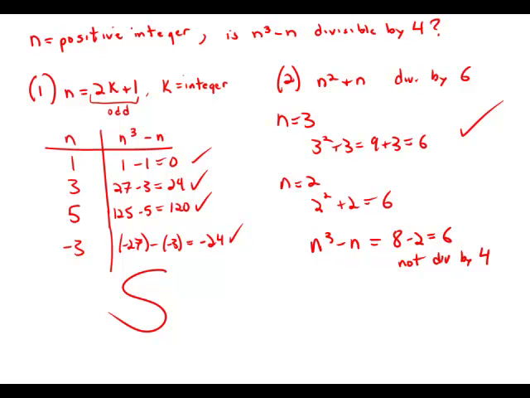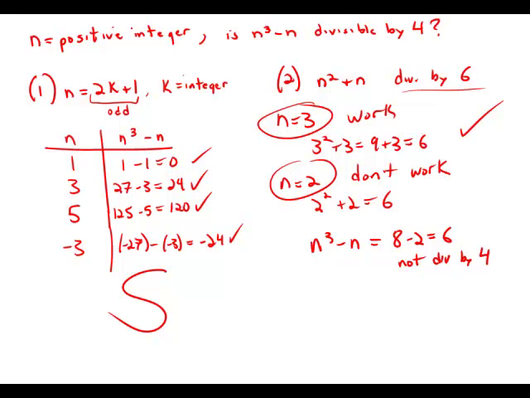So in other words, if we know that n squared plus n is divisible by 6, we can pick some values which work and other values which don't work. And so that means that this statement by itself, n squared plus n is divisible by 6, is not sufficient to allow us to determine a unique answer to the question. It leaves open ambiguity. So this statement is insufficient.